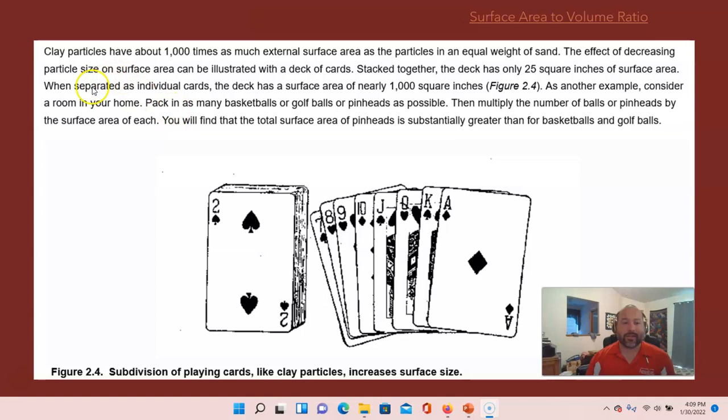As another example, consider a room in your home. Pack as many basketballs or golf balls or pinheads as possible. Then multiply the number of balls or pinheads by the surface area of each. You will find that the total surface area of the pinheads, just the tiny heads on a pin, is substantially greater than for the basketballs and golf balls. If it's still hard for you to figure out, I would press pause right here and watch this cool video on surface to volume ratios, because I think that really helped me out. Moving on.